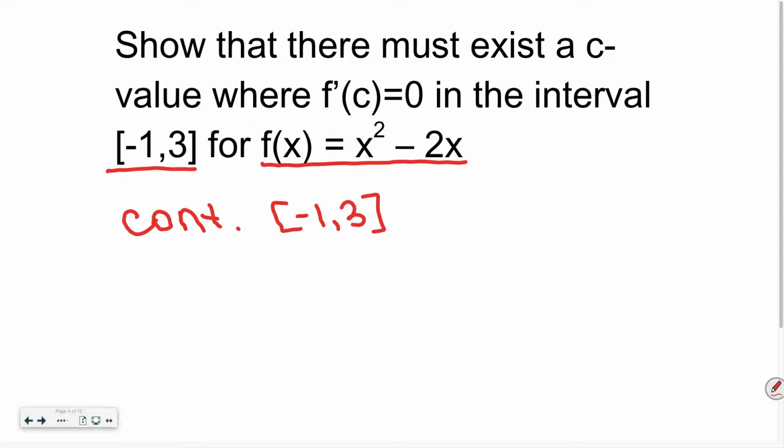I see some head shaking. Yes, so give me a little check mark. I thought about it. Is this parabola differentiable on the open interval -1 to 3? It's a polynomial, right? We're fine.